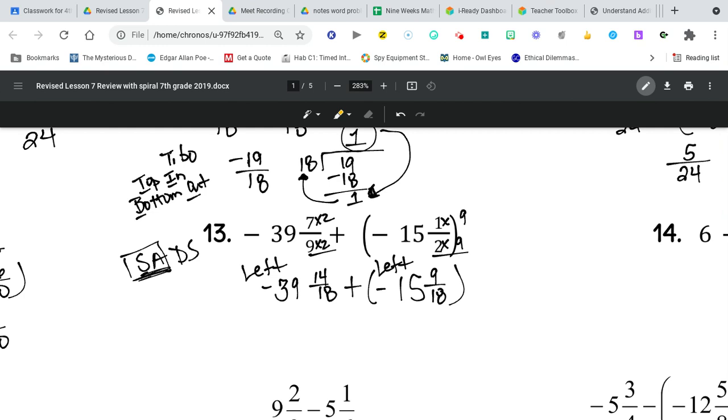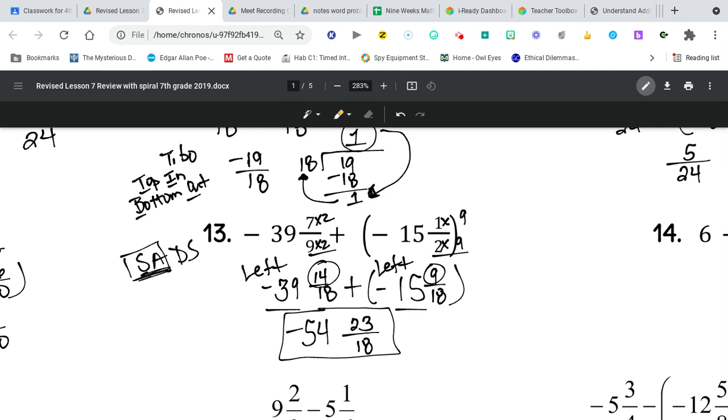Okay, so let's add. 14 plus 9 is 23. Keep your 18. Add your whole numbers, you get negative 54. But if you notice, you got an improper fraction. 23 18ths is improper. So I'm just going to table that part. Now keep in mind, this whole fraction is negative. Okay? So you got a whole number part and a fractional part. That fractional part is negative as well. All right, so you just don't see it because we put the negative in front of the 54.